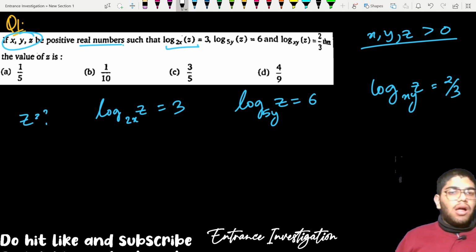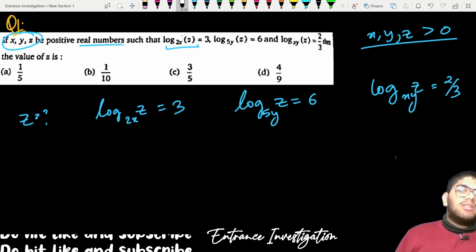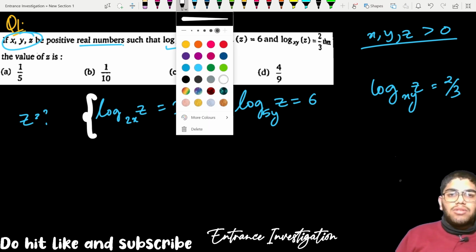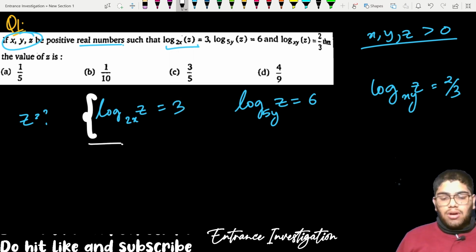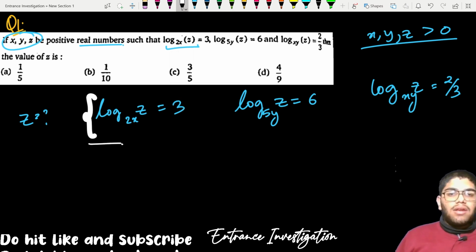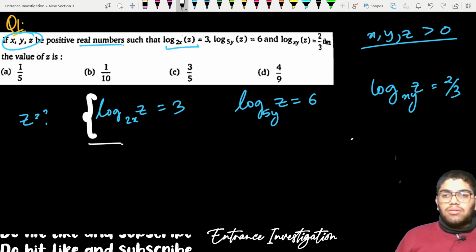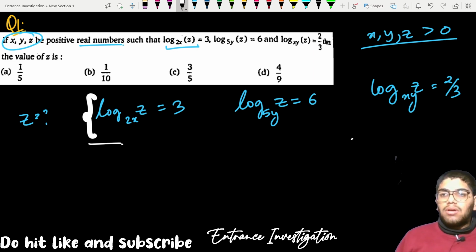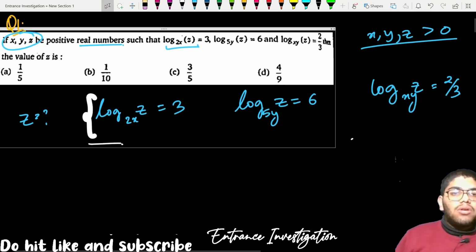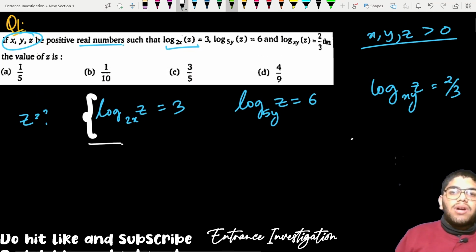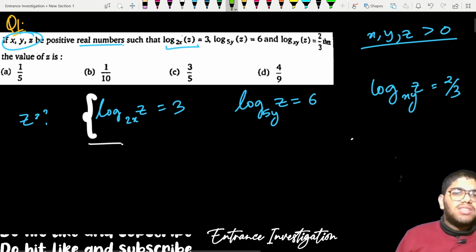How will I proceed in this problem? This problem is really very simple. Just a minute, I'll reduce the thickness. Yeah, it's fine now. Okay, so we have been given this. Now what are we supposed to find? We are supposed to find z.